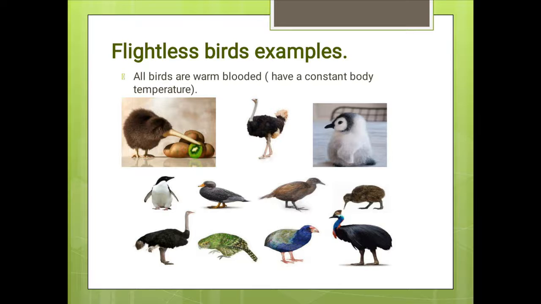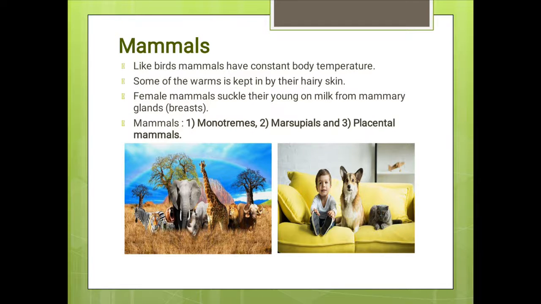Alright, then let's get to know about mammals now. Like birds, their body temperature is constant, and some of the warmth is trapped and kept in their body because of their hairy skin. And another thing is that female mammals suckle their young ones with milk from their mammary glands.